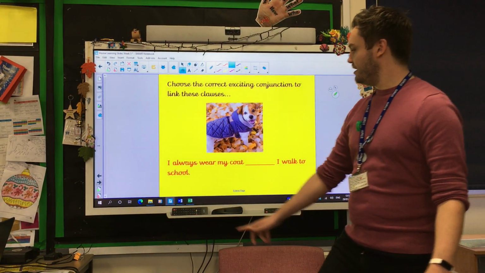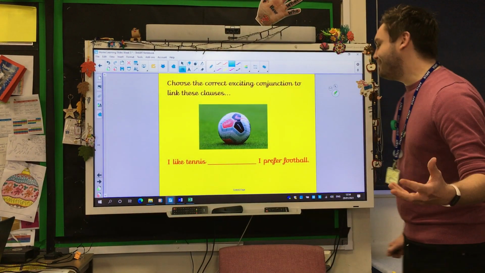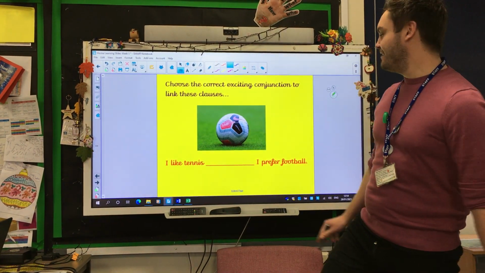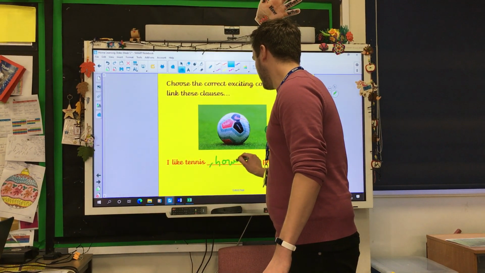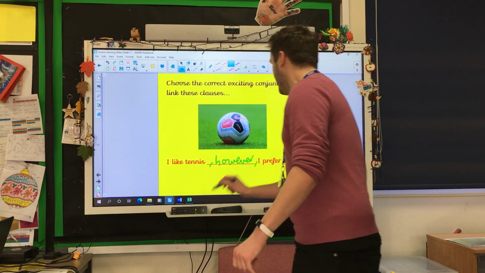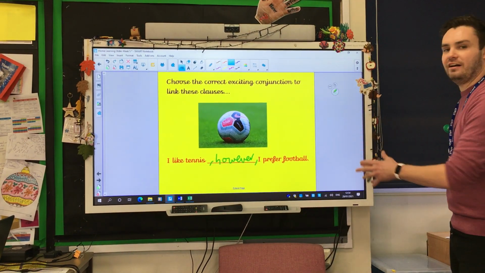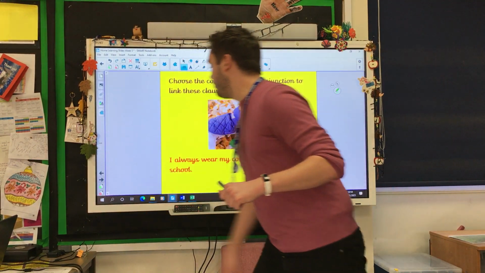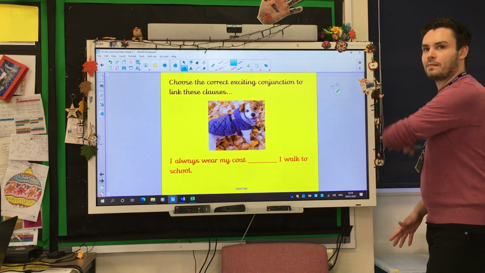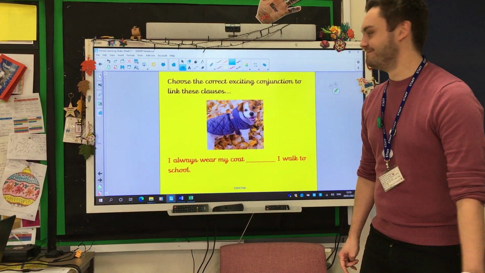Dun, dun, dun. Oh no, hello Mr. Ball, thinking you did that as well. Hopefully then, Mr. Ball, jumping the gun then, you put the word however. I love writing in these pens, year 4, but there we go. However, I like tennis, however, I prefer football will be the answer you want to write in there. Let's go for another one. You know the drill by now. Write it down, give it a go.